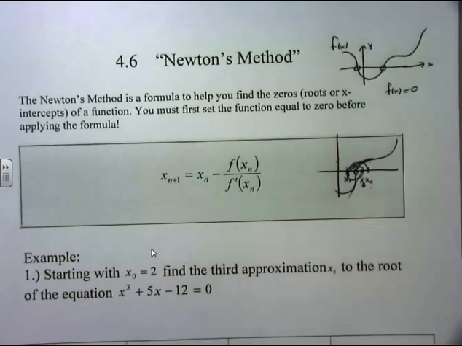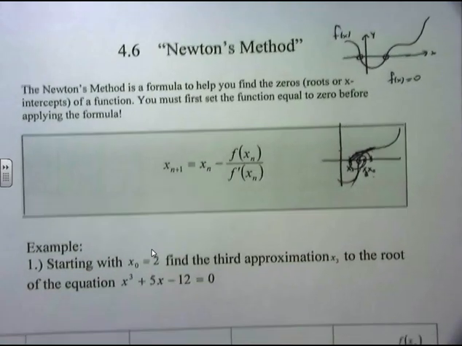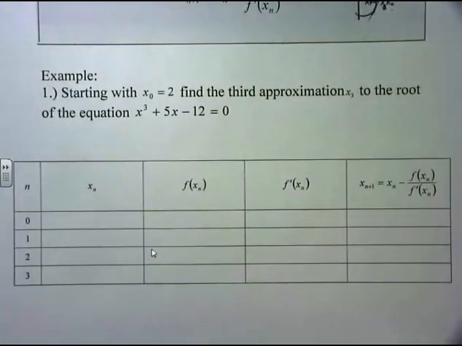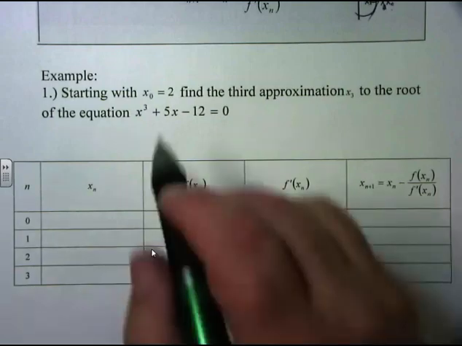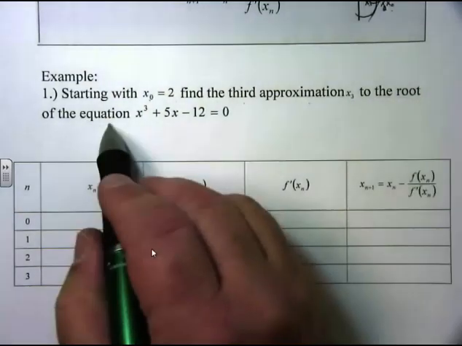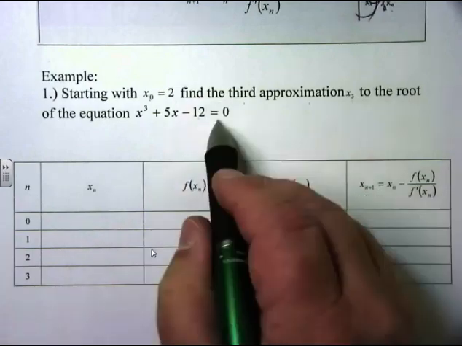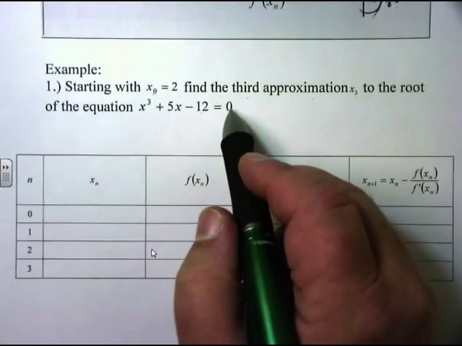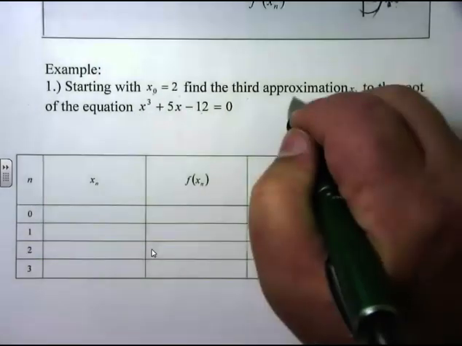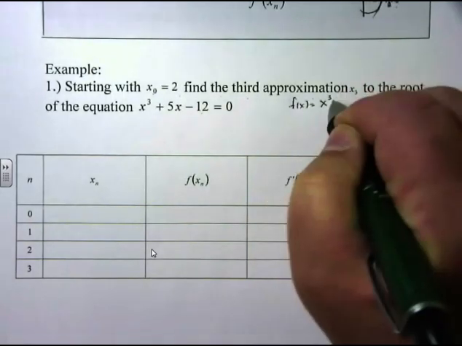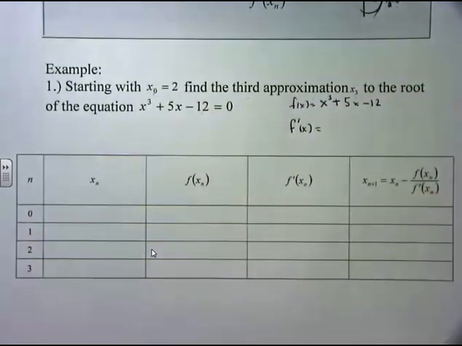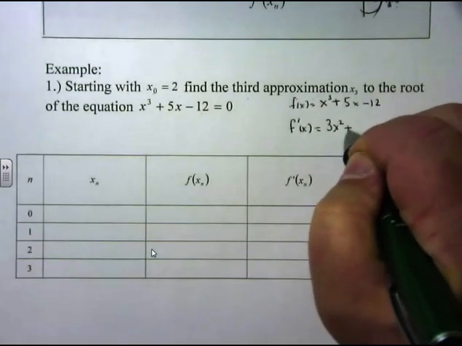Okay? So, to start an example, to show you what's going on here, I've decided to help you guys out by setting up this little chart. This chart is actually very helpful. It says, starting with x0 equals 2, find the third approximation, what we call x3, to the root of the equation x cubed plus 5x minus 12 equals 0. Remember, with Newton's method, you're finding the solutions, the roots, the x-intercepts, where a function is equal to 0. So here's my function, x cubed plus 5x minus 12, and my derivative is 3x squared plus 5.